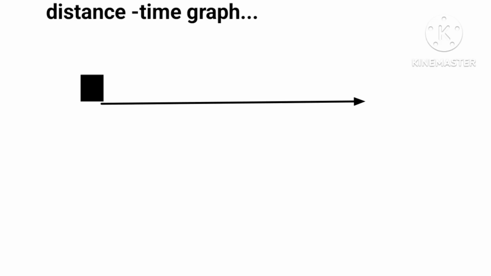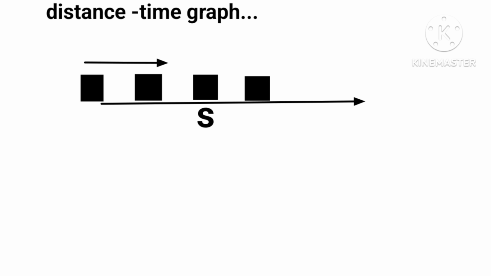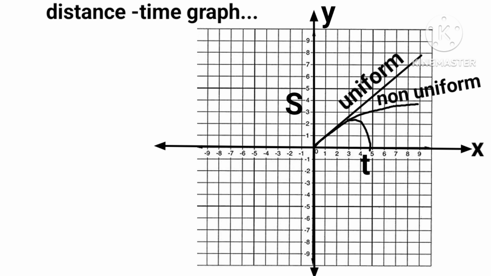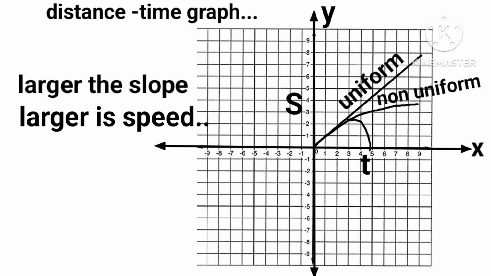Distance-time graph. When a body moves, a distance is covered and time is consumed. Time, being an independent term, is always drawn on the x-axis, and distance on the y-axis. When equal distances are covered in equal intervals of time, the graph drawn will be a straight line, otherwise a curvilinear line. A uniform motion on a graph is represented by a straight line and non-uniform motion by a curve. The slope of a line on a graph indicates the direction and speed of motion. The larger the slope, the larger the speed, and vice versa.